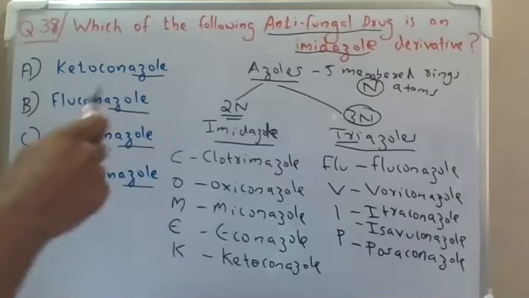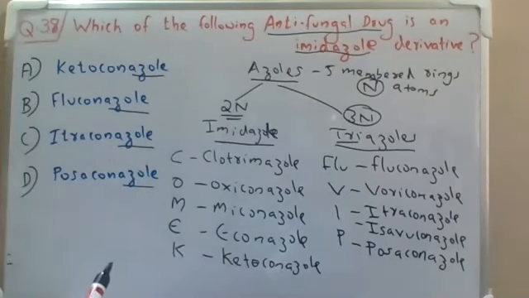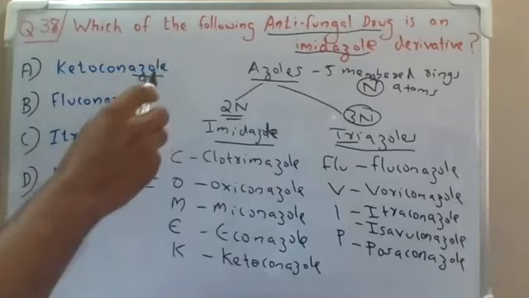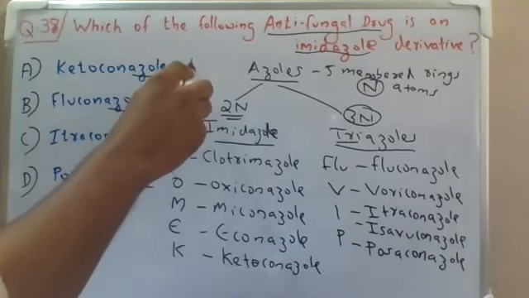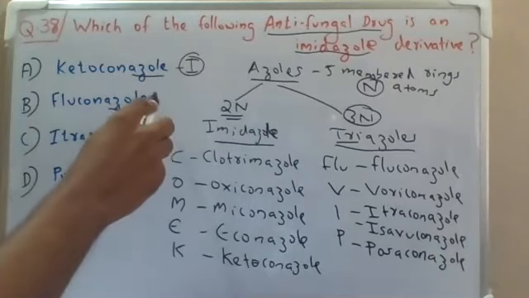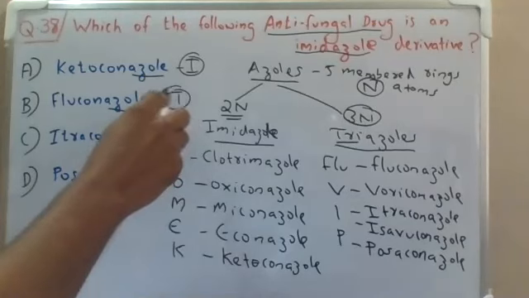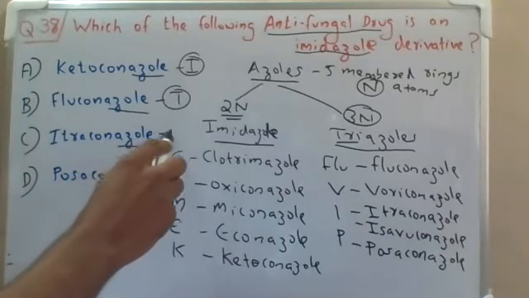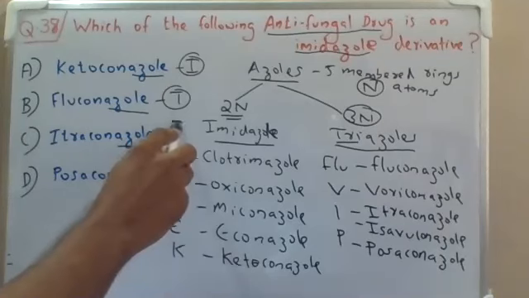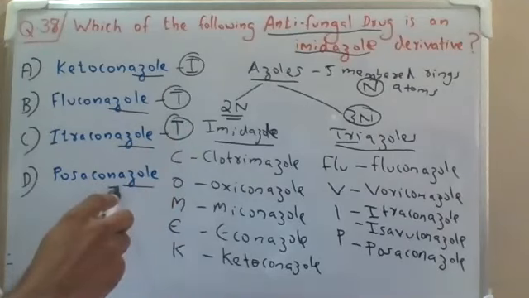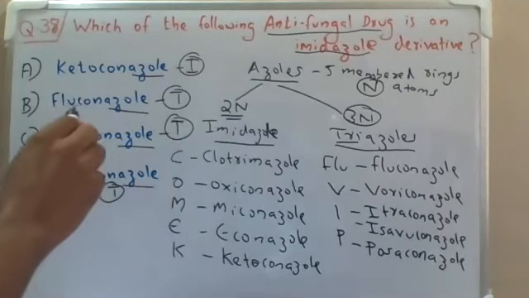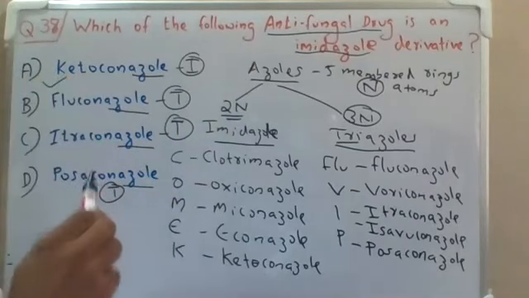So the answer to this question, which of the following antifungal drugs is an imidazole derivative: ketoconazole belongs to the imidazole category. Fluconazole belongs to the triazole category. Itraconazole belongs to the triazole category. Posaconazole belongs to the triazole category. So the answer to this question is A, ketoconazole.